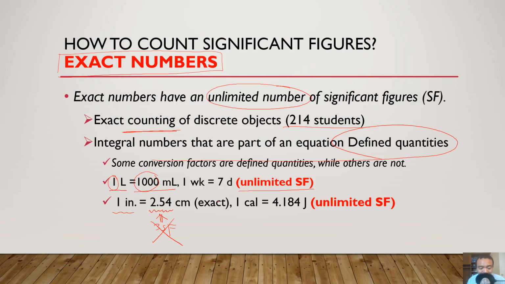We have another exact number which happens to be a decimal number. I want you to remember both of these. Another one is 1 calorie is 4.184 joule, and this happens to be exact as well.